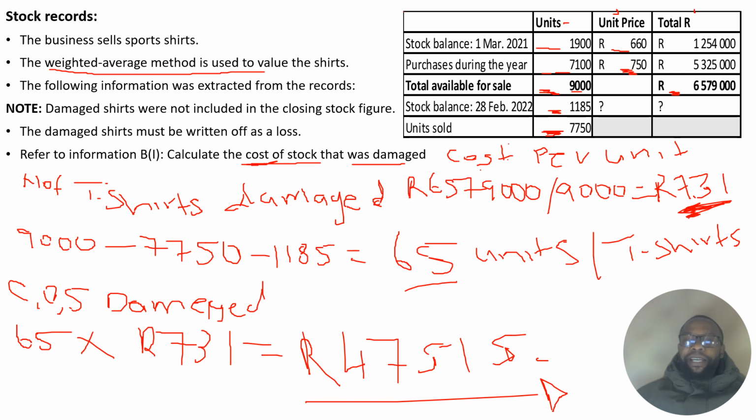One of the advantages of the weighted average method is that it decreases the cost per unit. If it was FIFO, the cost per unit was not going to be 731. It was going to be 750, so it's more. But since weighted average is used, it's 731.